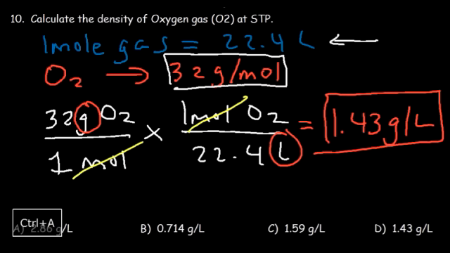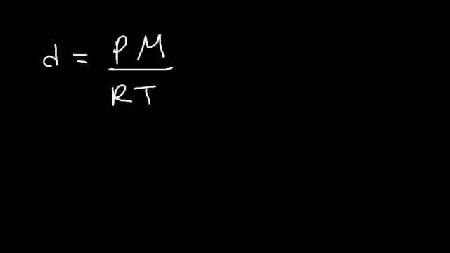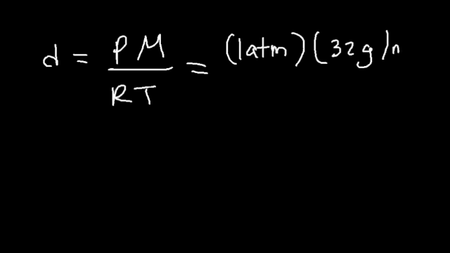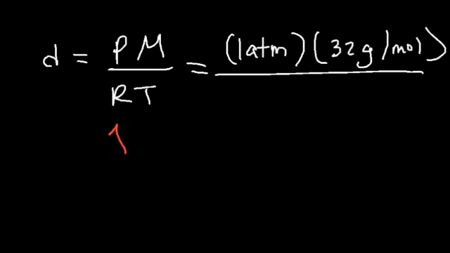Now there's another equation that you could use. Density is equal to the pressure times the molar mass divided by RT. Let's say if it wasn't at STP. But let's solve this problem. At STP, the pressure is 1 atm. If it's different, then just plug in a different pressure. The molar mass is 32 grams per mole. That's for oxygen. And then R is the gas constant.